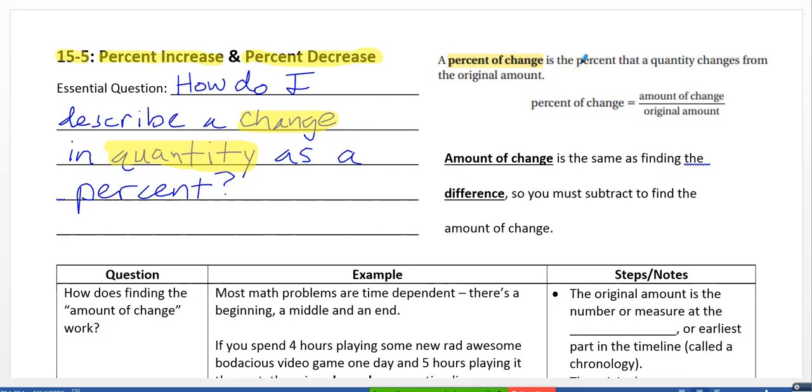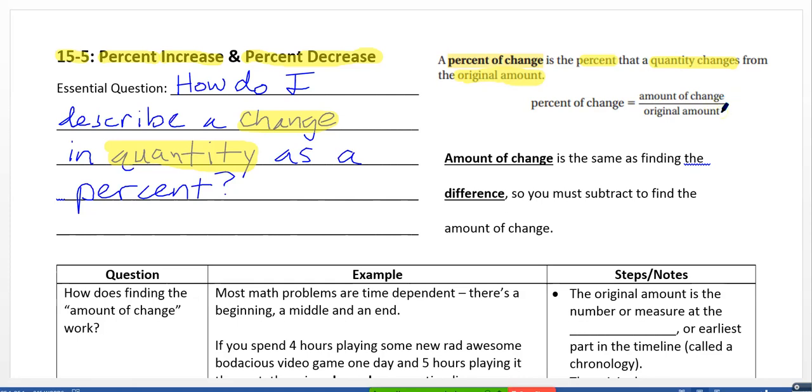A percent of change is the percent that a quantity changes from the original amount. And a lot of this vocab is what's hard. When I said from 5 to 8, the original amount was 5, the new amount is 8. So if you're finding the percent of change, you want to find the amount of change, that's the difference between the two numbers, as a ratio over the original amount, which in my example was 5.